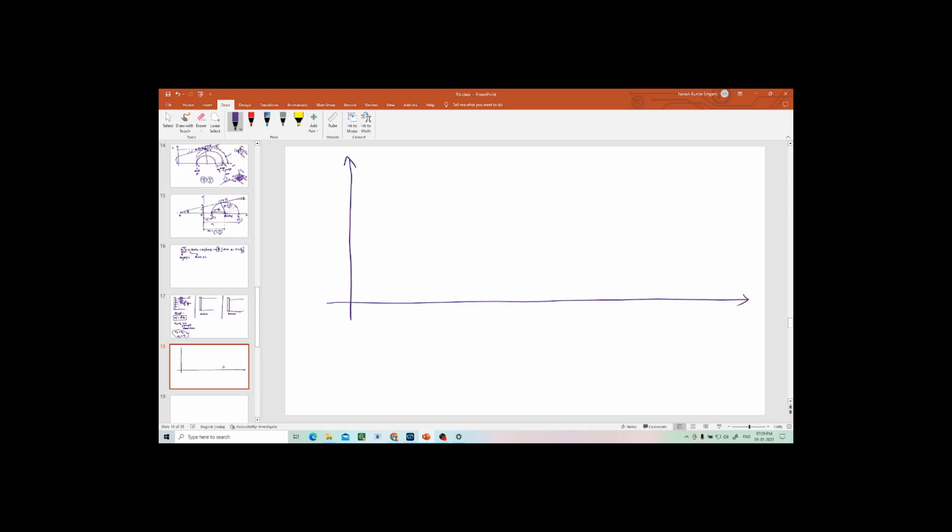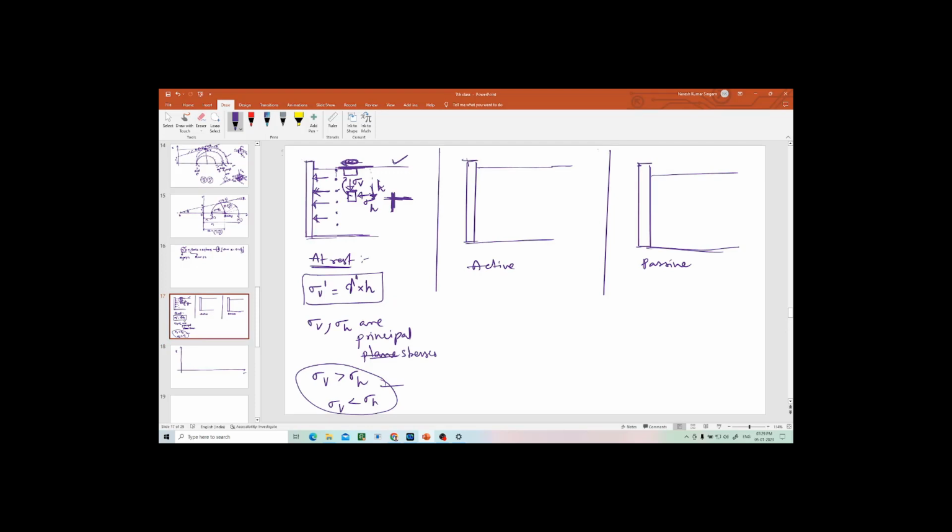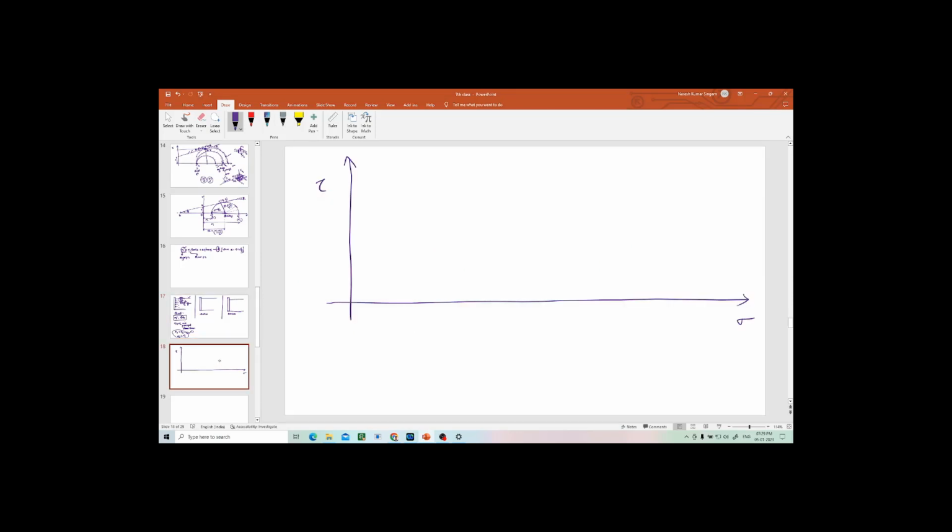So now this is tau, this is sigma. Now I know some sigma v is acting, some sigma h is acting horizontally. Both are principal stresses, but I don't know which is more, which is less. Let us consider the first condition; any condition is fine. So I'll consider sigma v is greater than sigma h.